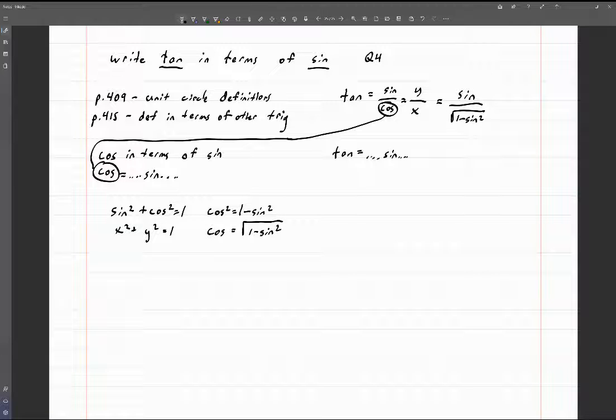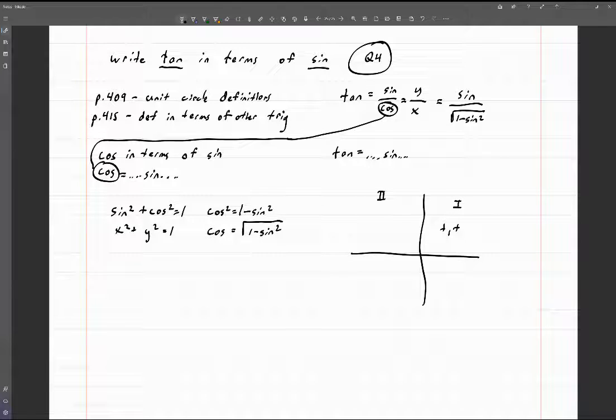Okay. So now this is where the fact that this is in quadrant 4 is going to come in. So just a little bit of review about quadrants, but the coordinate plane is divided up into 4 quadrants. Quadrant 1, where both the x and y values are positive. Quadrant 2, where the x values are negative and the y values are positive. Quadrant 3, where everything's negative. And quadrant 4, where just the y values are negative.